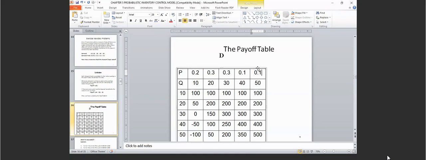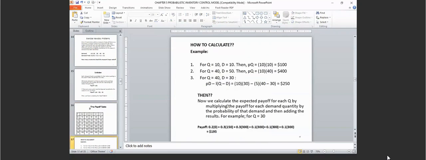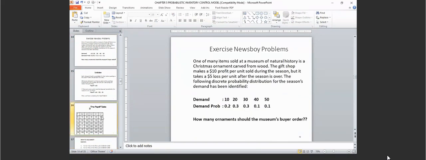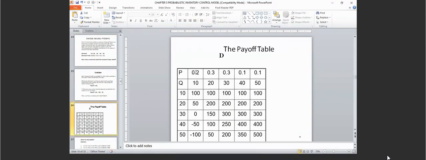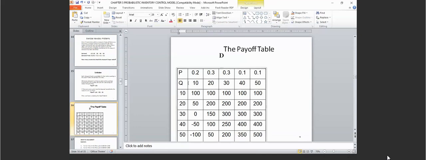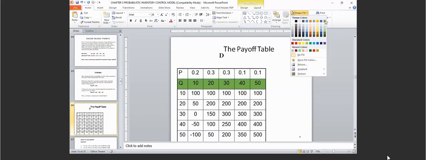The expected profit or the expected apa kita sebut di sini? Expected payoff. To calculate the expected payoff. So with the probability of demand 0.2, 0.3, 0.3, 0.1 and 0.1. So in order to do so, the expected profit here with 100 ringgit here, 100 ringgit here. So highlight bagi kita nampak clear.